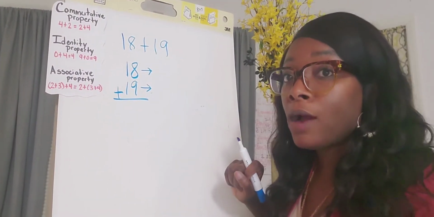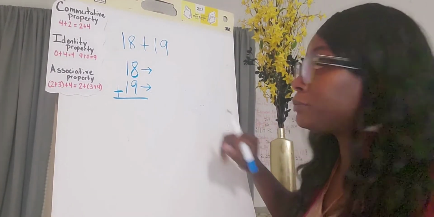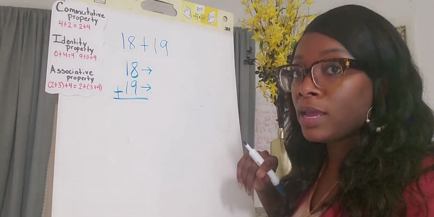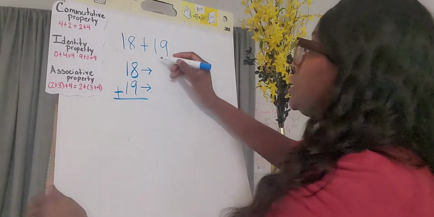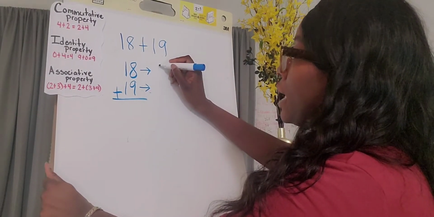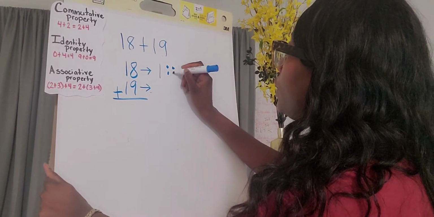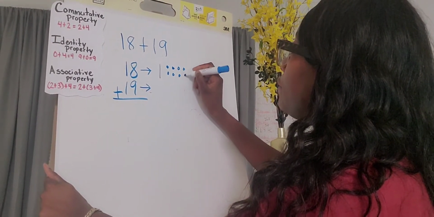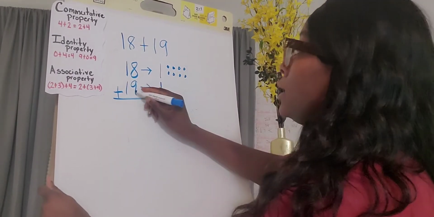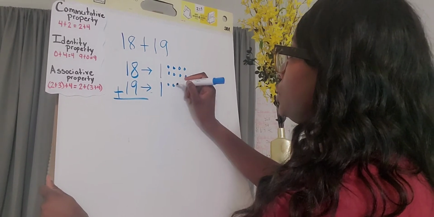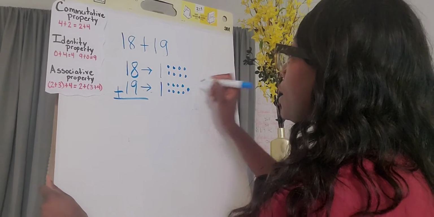I want you to help me out with this one. So make sure you have your 18 plus 19. You can leave it right there like that. Now we're going to do model form. So easy peasy. We've been doing this forever. So let's do 18. It has 1 10 and 8 ones. 1, 2, 3, 4, 5, 6, 7, 8. There's 18 in model form. 19. 1 10 and 9 ones. 1, 2, 3, 4, 5, 6, 7, 8, 9.